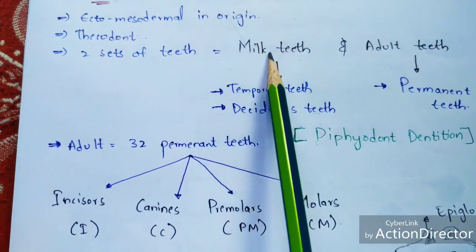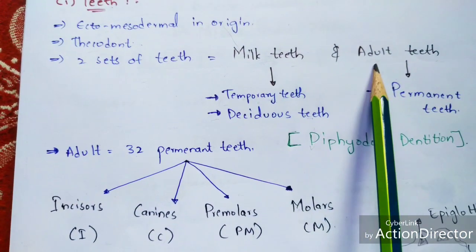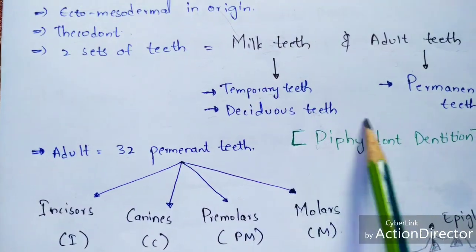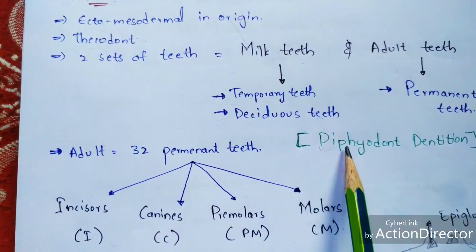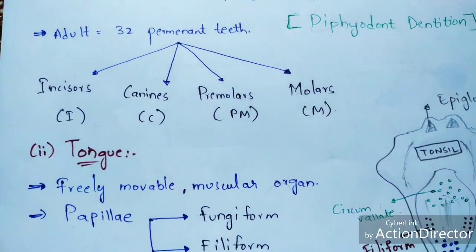That's nothing but the removal of milk teeth at the age of 8 to 10, and development of the adult teeth is said to be diphyodont dentition. That phenomenon of dentition is said to be diphyodont dentition. So this is about the teeth. So now coming to the tongue.